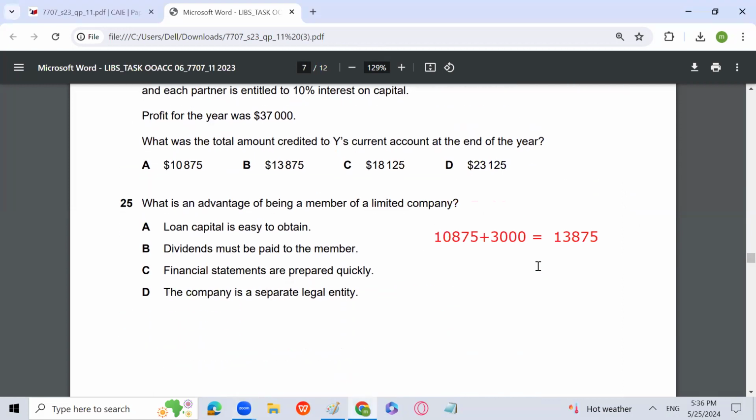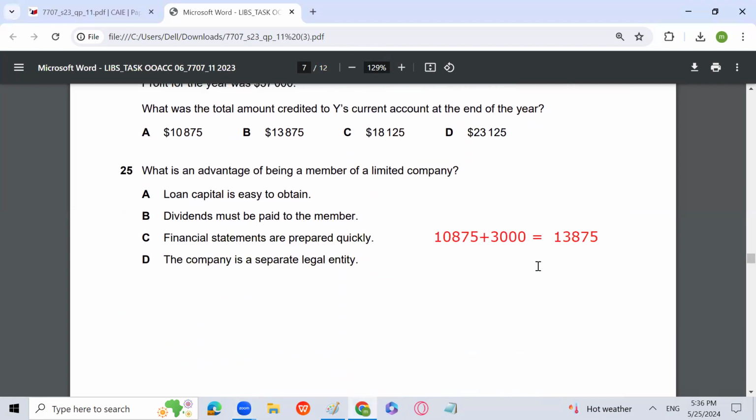So let's move forward. What is an advantage of being a member of a limited company? Loan capital is easy to obtain. Dividend must be paid to the members. Financial statements are prepared quickly. The company is a separate legal entity. Yes. D is the answer. The company is a separate legal entity.